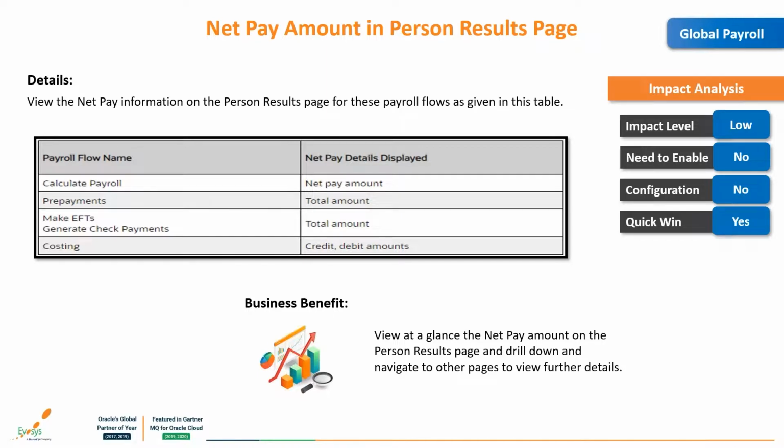For costing, we are going to see the credit and debit amounts. For make EFT, it's going to be the total amount. For prepayments also, it's going to be the total amount. If we want to drill down to see the prepayments against a person, especially if the person has multiple prepayment records, we can always click on the process flow and go through the additional details.